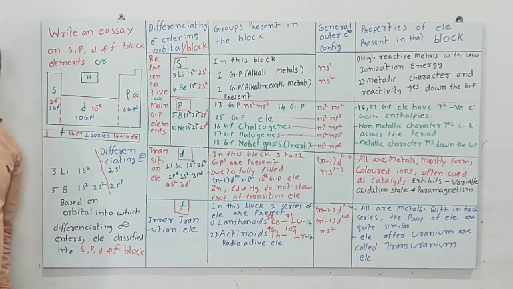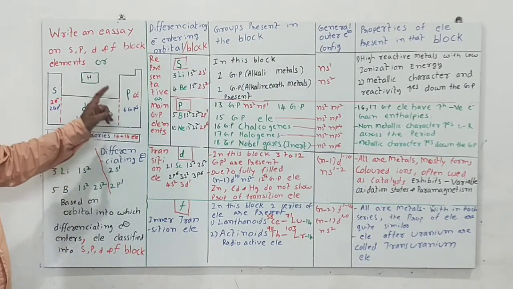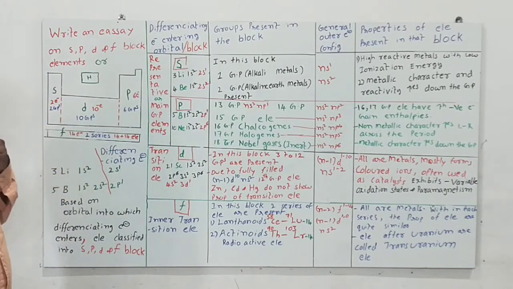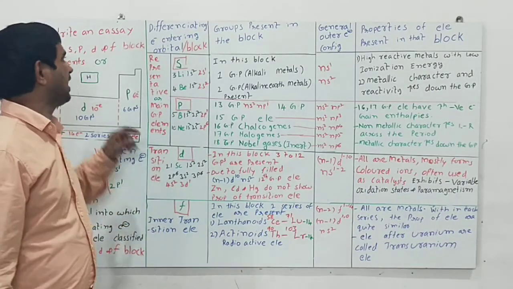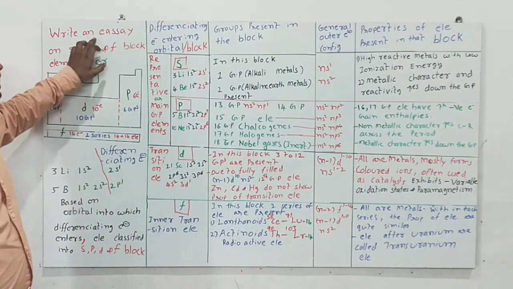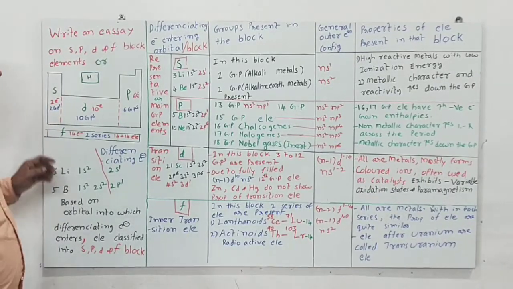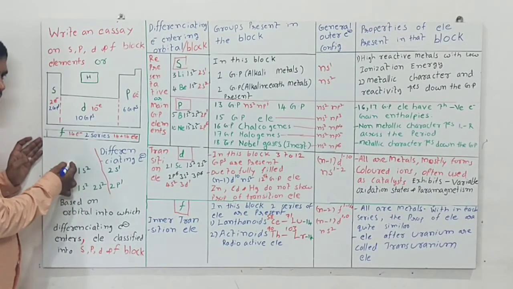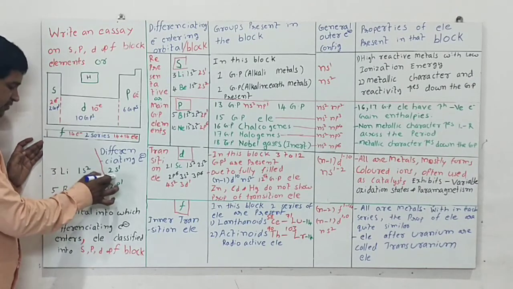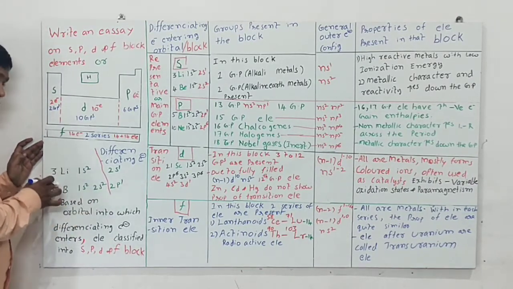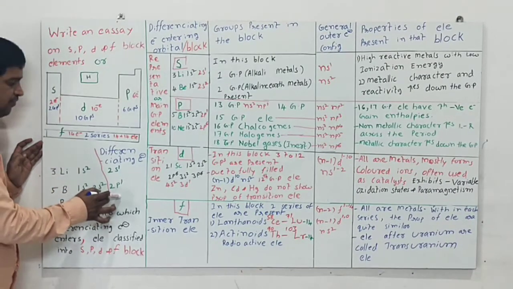Good morning. In this class, I am explaining about classification of elements based on electronic configuration. In examination, the question may be asked like this: write an essay on S, P, D and F block elements. First, electronic configuration of lithium. Atomic number is 3 and electronic configuration is 1s2, 2s1. Atomic number of boron is 5. Electronic configuration of boron is 1s2, 2s2, 2p1.